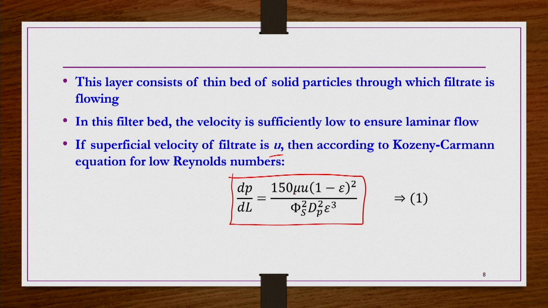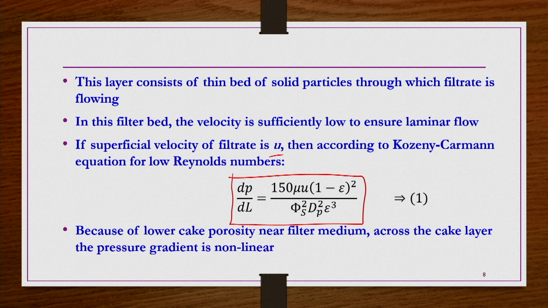Mu is the viscosity of the filtrate, u is the superficial velocity of filtrate, epsilon is the voidage of the cake, phi s is the shape factor of the particles that are forming the cake, and dP is the nominal diameter of the particles which are forming the cake. Epsilon is the voidage of the cake that we have already seen. This equation we can modify. Because of lower cake porosity near the filter medium across the cake layer, the pressure gradient is nonlinear.